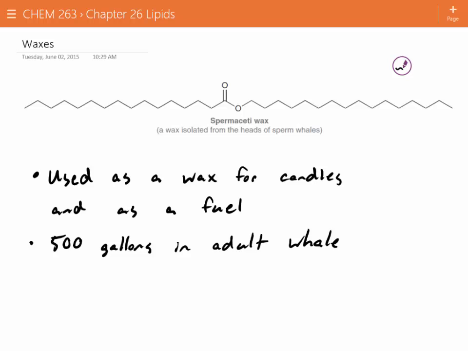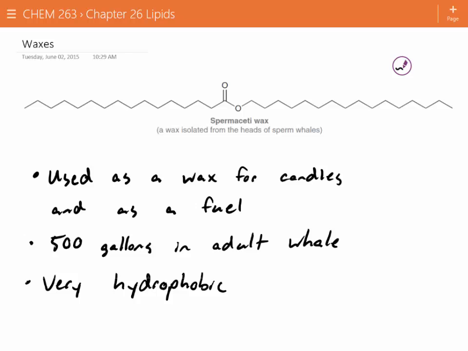All right, and the other nice thing with waxes that they used them for was that they are very hydrophobic. So those long alkyl chains make this a nice water repellent, so you can actually put wax coatings onto things and make them waterproof. So that was another common use for waxes.